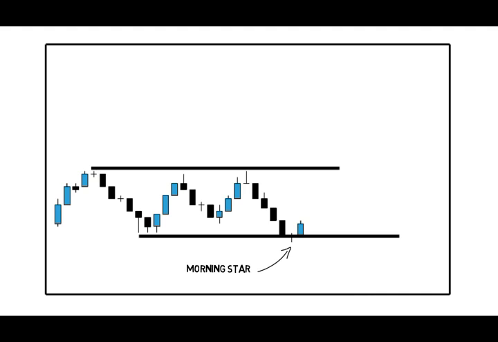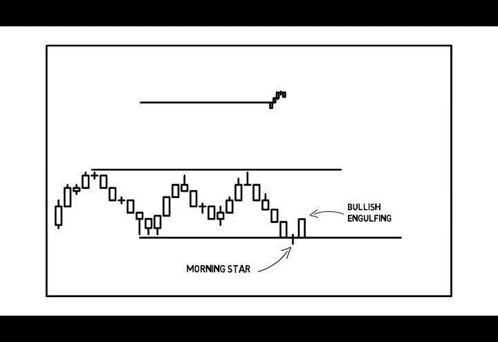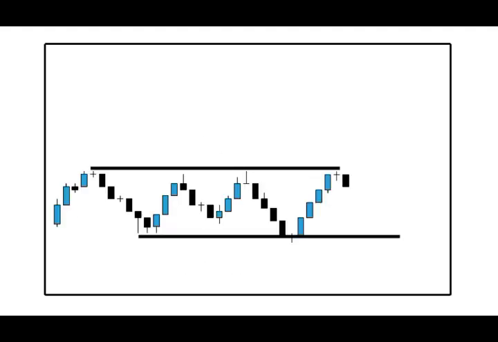The signal gets stronger if the third candlestick is a bullish engulfing candle, meaning it closes above the first candlestick's open price. On the other side of the trend, we can find the opposite signal, which is called the evening star. The first candlestick in this signal is a long bullish candle. The second candle is a small candle showing indecision, and the third is a long bearish candle that closes below the midpoint of the first candle.